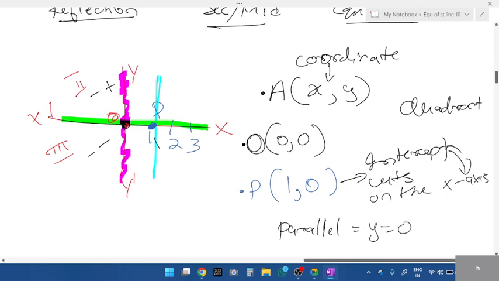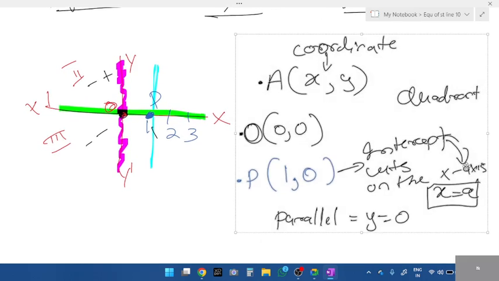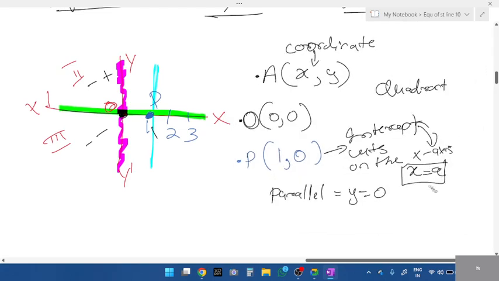For parallel line, you should always take 0. You should assume y is equals to 0. For intercept, they'll definitely give you a value. X is equals to 1. Here it is 1. You can take that as A. X is equals to 1, or you can take it as A. Reflection concept.